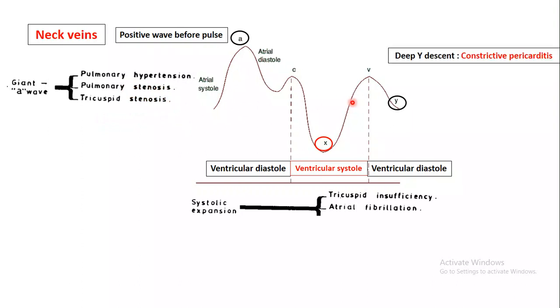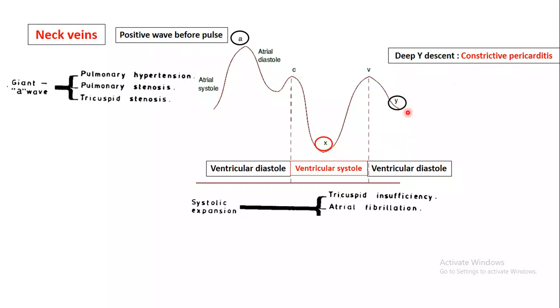And finally, the abnormality that could be seen is a deep Y descent. Normally, as we said, we appreciate only the most positive wave, which is the A wave, and the most negative wave, which is the X wave. But if we see double negative waves, where the Y descent becomes deep and is seen as well as the X wave, this occurs in a patient with constrictive pericarditis.